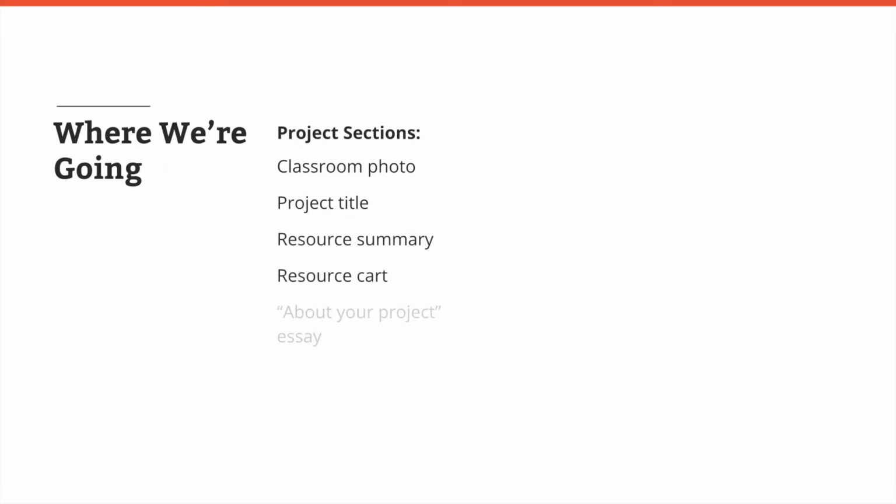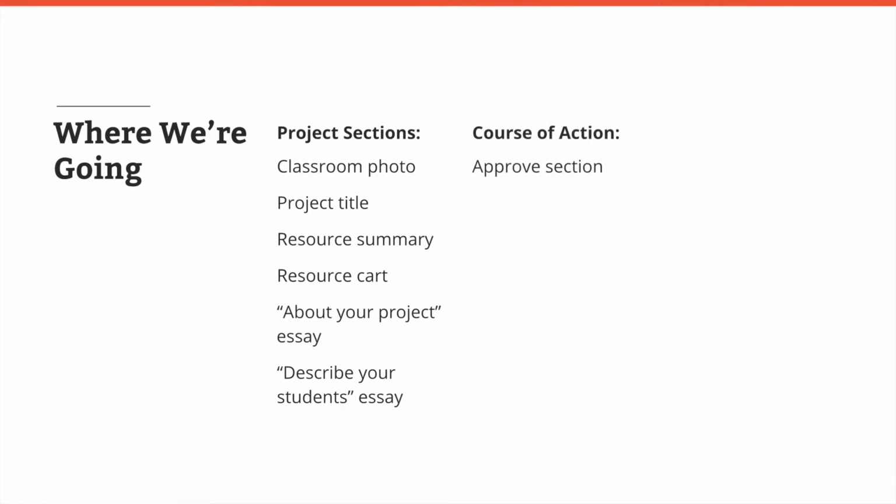In this training, we'll walk through each section of a standard project submission. There are 6 sections in every standard project. They are the classroom photo, the project title, the resource summary, the resource cart, the About Your Project essay, and the Describe Your Students essay. We'll identify how and when to approve a section, edit a section, approve a whole project, send a project back to the teacher to edit, or flag a project for our staff screeners.